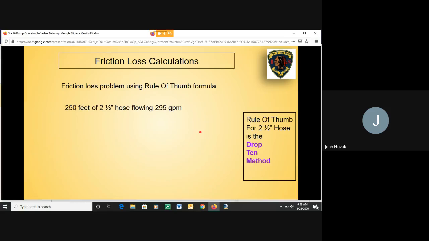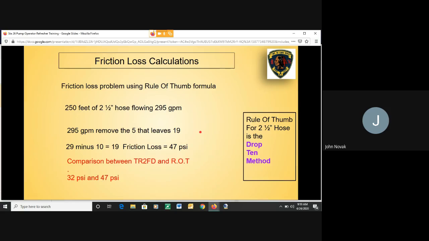If you're using the drop 10 method, in this case 250 feet of 2.5 inch hose flowing 295 gallons a minute, drop the 5 minus 10, it leaves us 19, so the friction loss is 47. If we compare our actual numbers using our coefficient to the rule of thumb calculation, there's approximately a 15-pound difference in friction loss. That 15 pounds is going to really throw you off as a pump operator. It's also going to add a lot more water coming out the nozzle than you think. So the rule of thumb here is kind of out the window because of the friction loss calculations that we did.